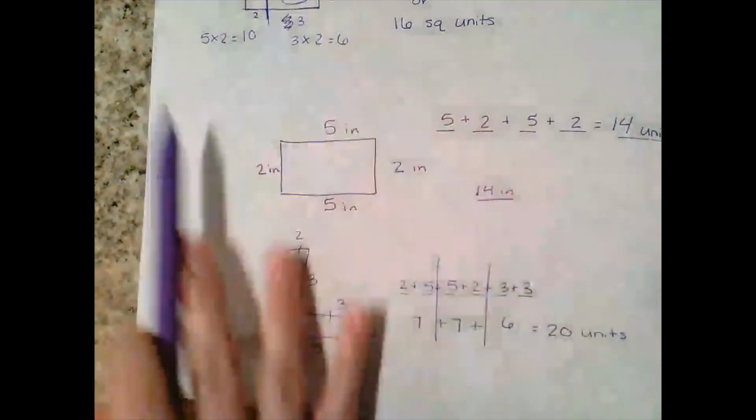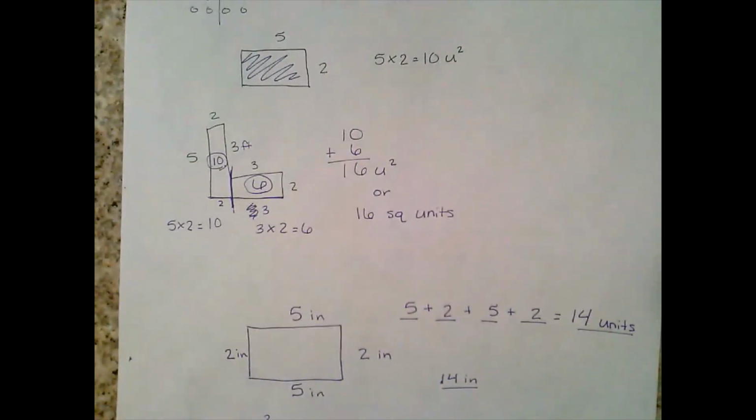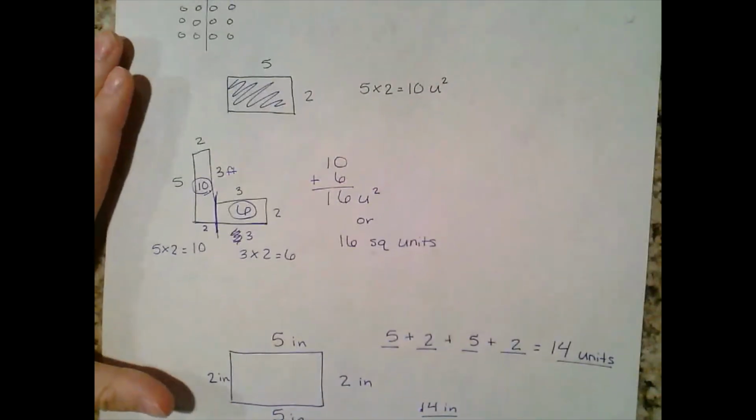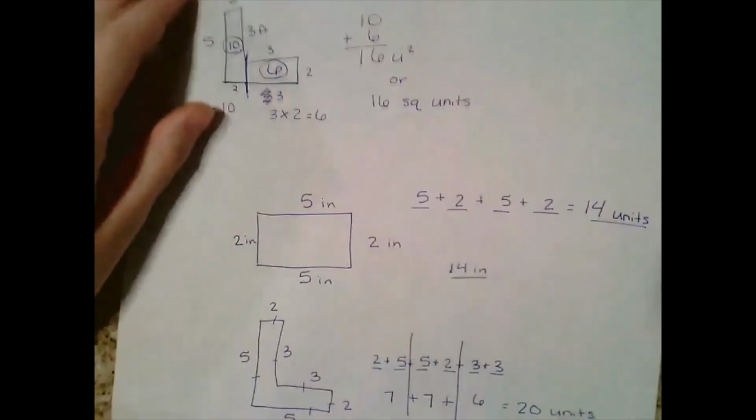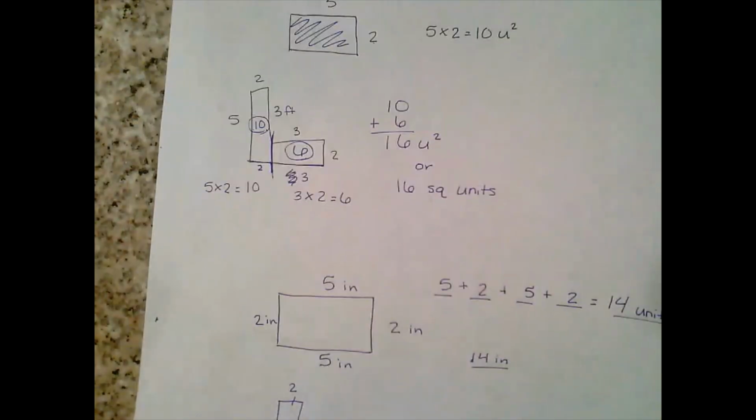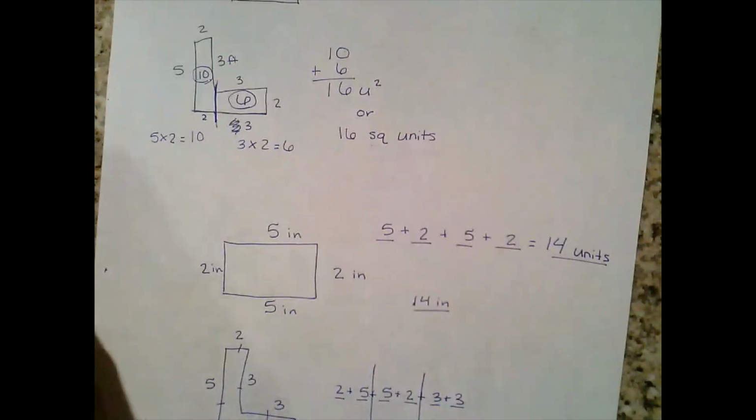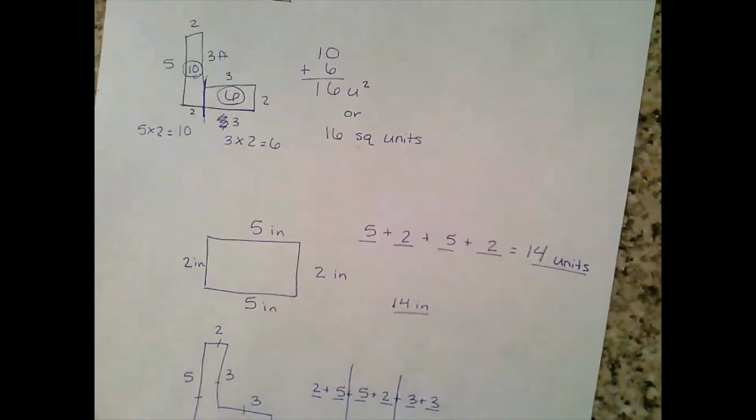So I hope this helps you. If you have any questions, please let me know and I'll try to help you. But I think you guys got this. Remember, area is inside, perimeter is outside. With area we multiply, and with perimeter we add. So just let me know if you guys need any extra help with this, but I believe in you guys.